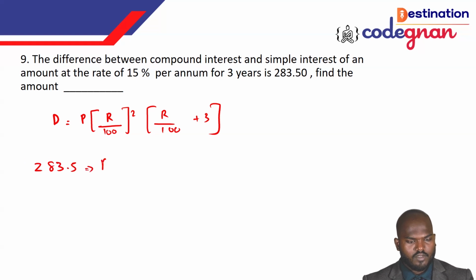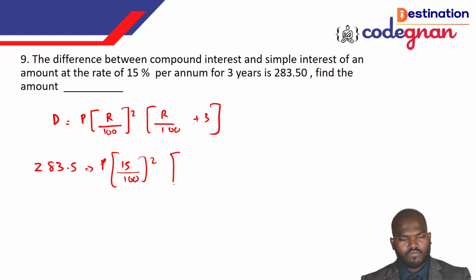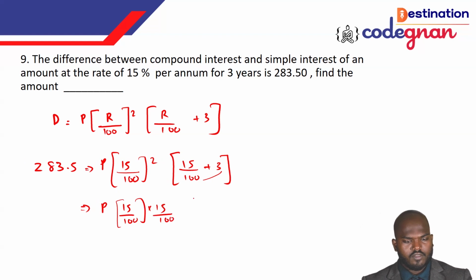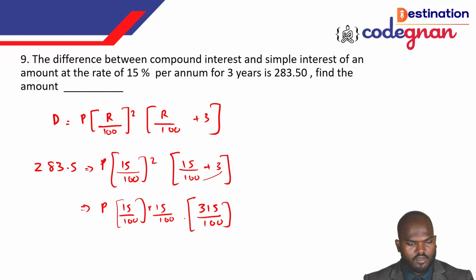283.5 is equal to principal times (R by 100) whole square, where R is 15, so 15 by 100 whole square, times (15 by 100 plus 3). If you go this side, the principal comes like this: 15 times 100 times 15 by 100, and then 315 times 100. So you will have a big six-digit number, and 283.5 is also a big number here.